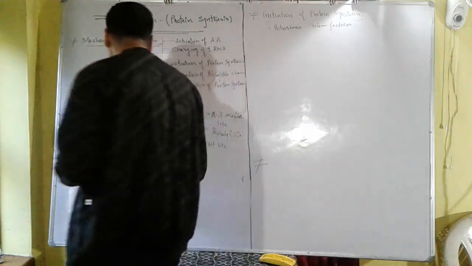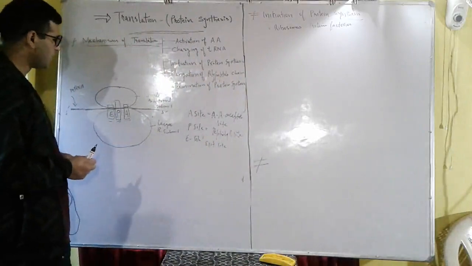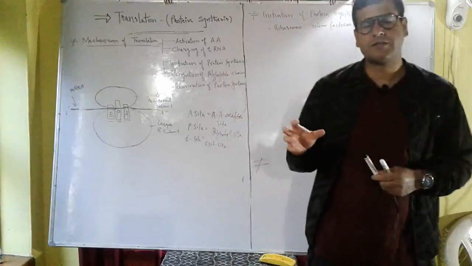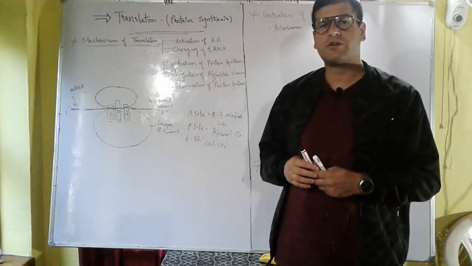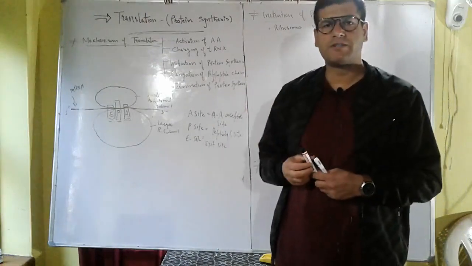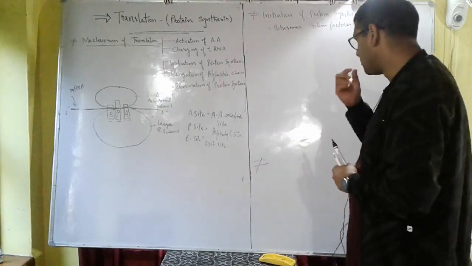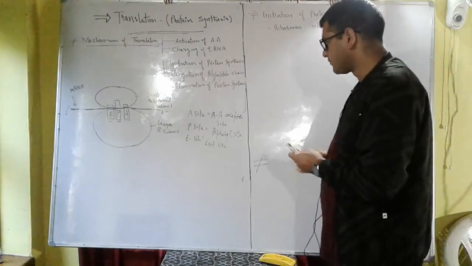In addition to this, the ribosome has a groove in the large ribosomal subunit, called the tunnel, through which the polypeptide chain emerges after the completion of protein synthesis. So we'll discuss the initiation of protein synthesis.